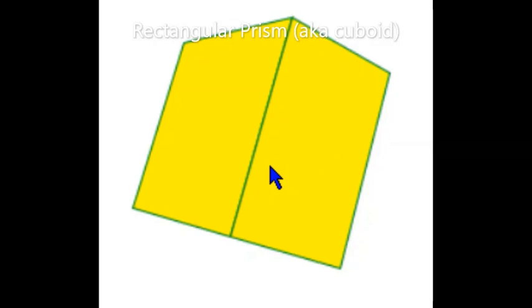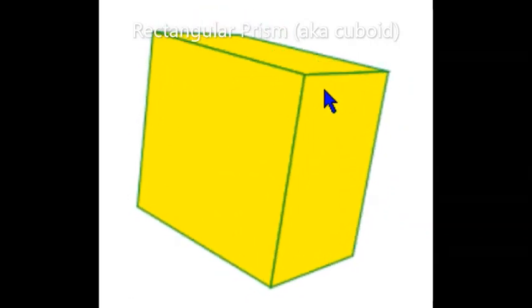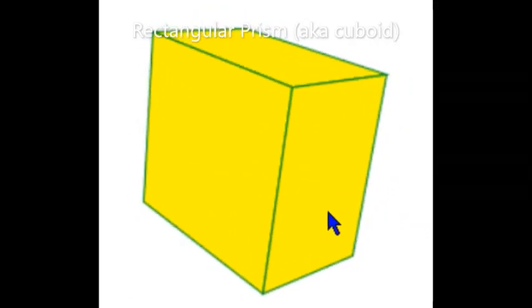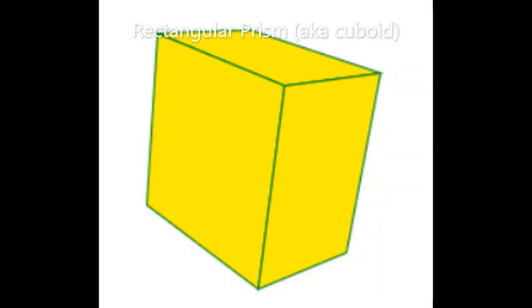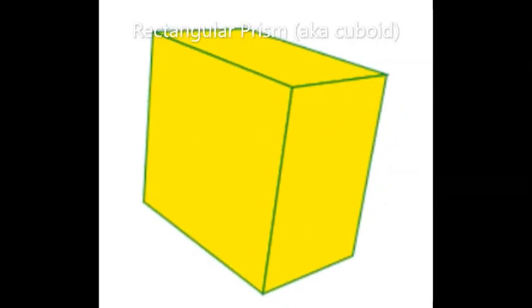Right, you'll know this as a cuboid. I'm highlighting with the mouse cursor the front face. You can see it's the same all the way through. That rectangular front face goes all the way through the shape. So you can call this one a rectangular prism if you want, but we normally call it a cuboid.